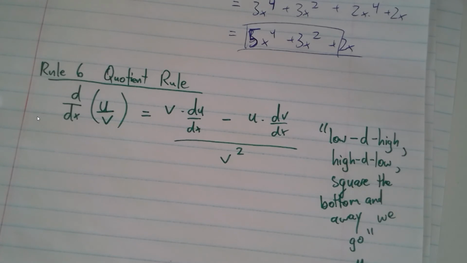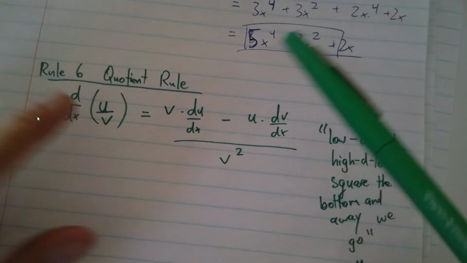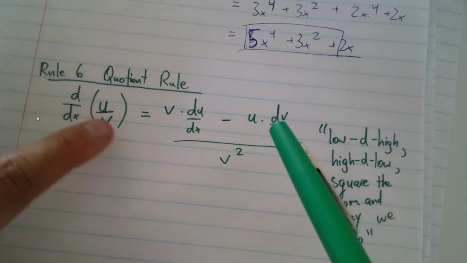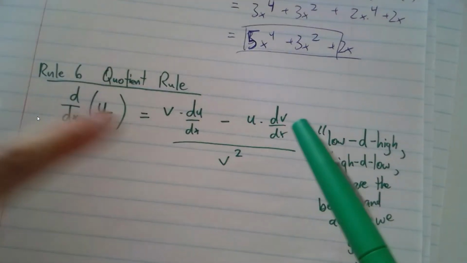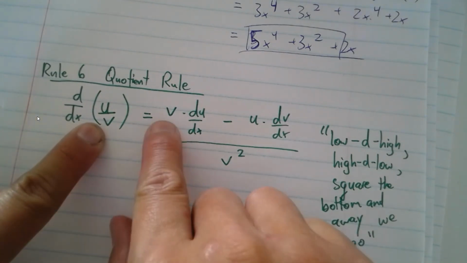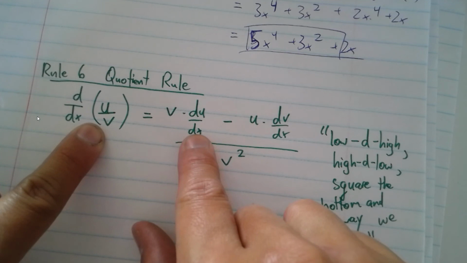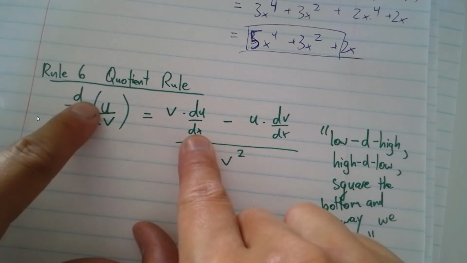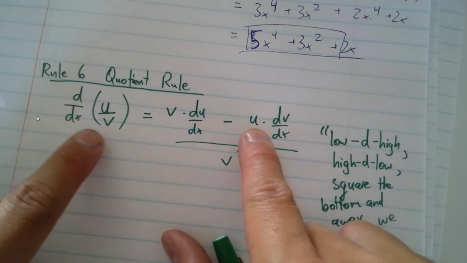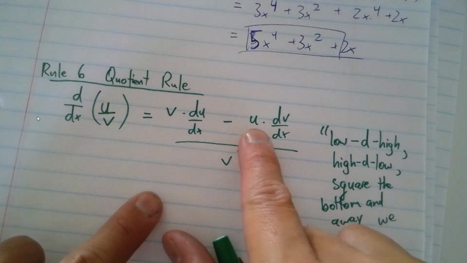The one on the bottom. Wait. First off, what is the one on the bottom? What are you talking? Denominator. Oh, here, the v. Yeah. Okay. So it's low, the derivative of the high guy. Okay. And then high, which is the u, the derivative of the low.